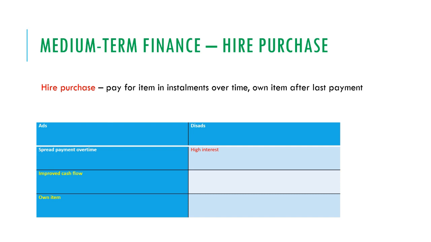The opposite then is hire purchase, where you pay for the item in installments over time, but you own the item after your last payment. So your advantages, again, you spread the payment over time, you have improved cash flow, but you actually own the item. And the disadvantage is high interest. The only way I look at it is that hire purchase has the exact same disadvantage as leasing, only you take the fact they don't own the item as the disadvantage, you turn that into an advantage and just say they own the item. Otherwise, it's the exact same.